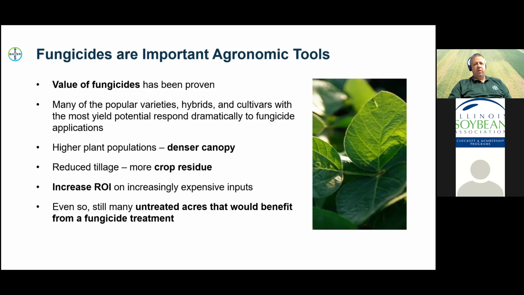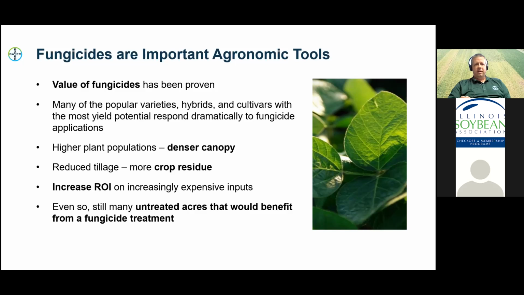And we see an interesting concept that some of the most popular varieties that have the most yield potential are also the ones that respond most favorably to a fungicide application. And that really plays into how fungicides reduce stress, and we're going to talk about that as we go on. But by reducing stress, they allow those plants to maintain their yield potential. I think the record soybean yield is around 190 bushels. And most of our fields, we're not getting anywhere close to that. And so there's a lot of yield potential out there that we're leaving on the table.